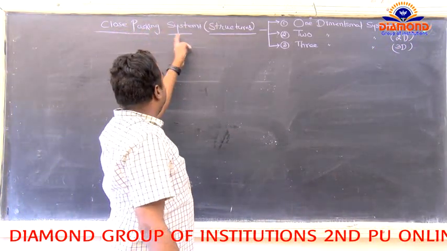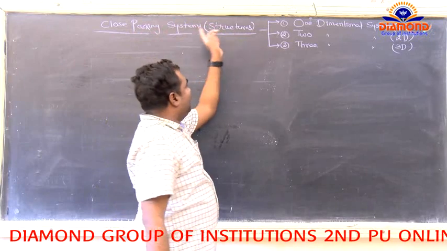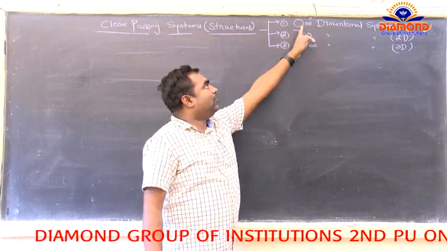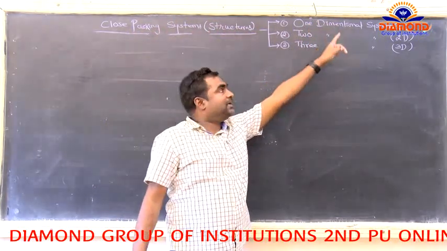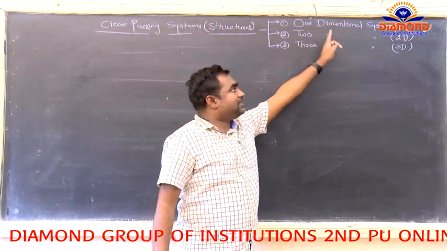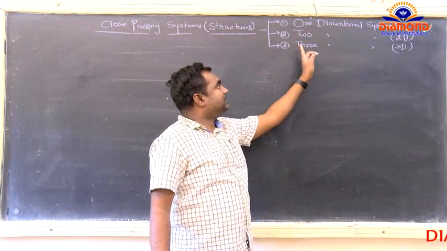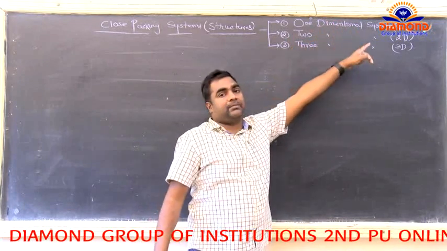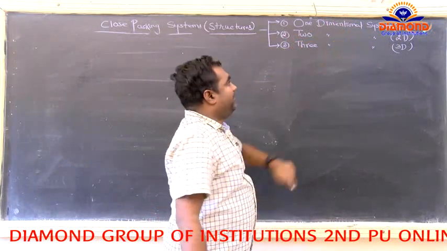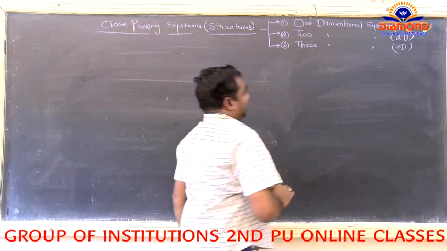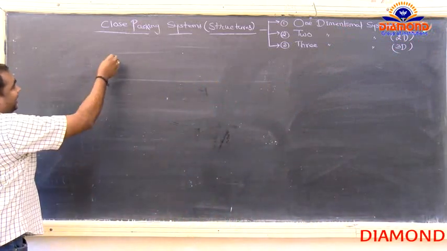So the topic is closed packing systems or closed packing structures. These are classified into three types. The first one is a one-dimensional system. The second one, two-dimensional system, simply 2D. The third one, three-dimensional system, simply 3D. Now we discuss them one by one.